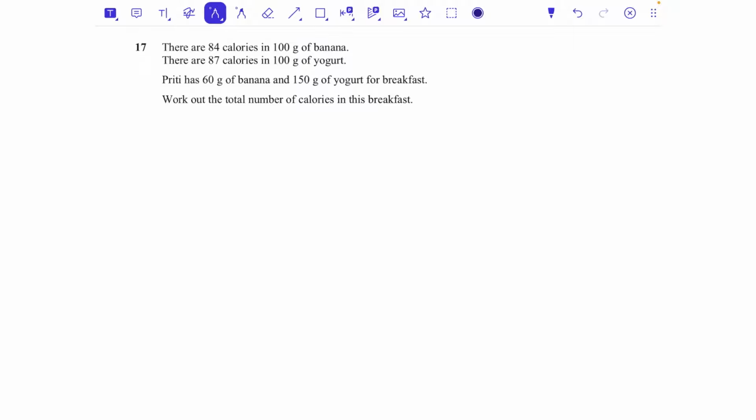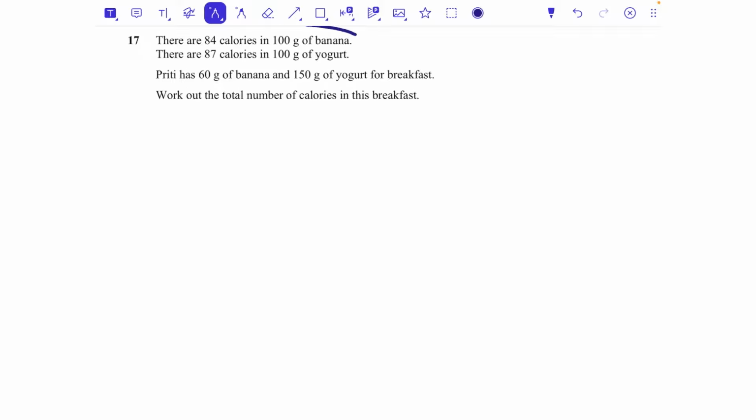Okay, so if there are 84 calories in 100 grams of banana, but I only want 60 grams of banana, that is going to be 60 out of 100. So instead of 100, I only want 60 out of 100 of 84 calories. So I want that fraction of 84. I only want 60 grams out of 100 times 84, and I'm just going to type that in my calculator.